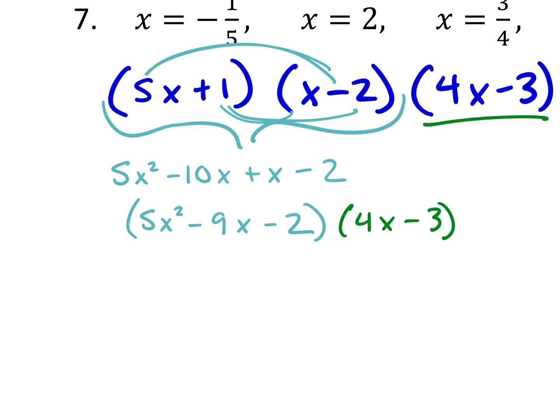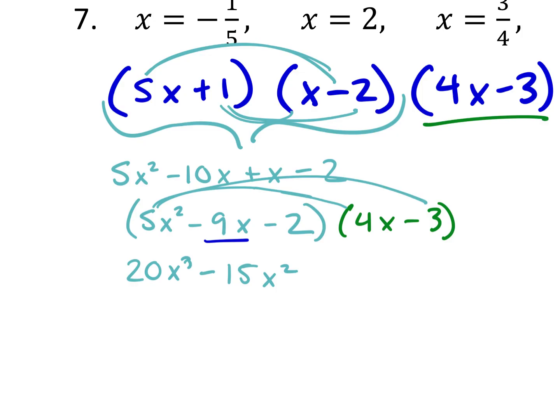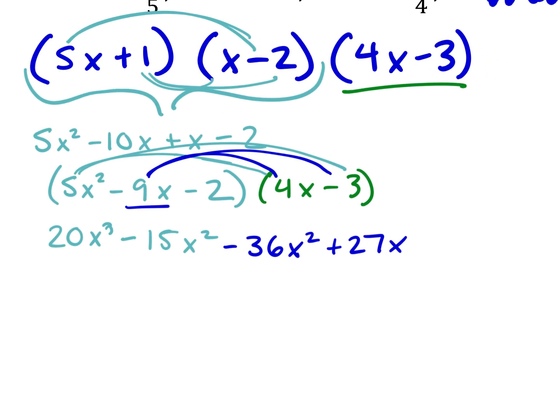So when we multiply these, what's 5x squared times 4x? 20x cubed. 5x squared times negative 3. Negative 15x squared. Then we're going to take the negative 9. Negative 9x times 4x. Negative 36x squared. Negative 9x times negative 3. 27x. Lastly, negative 2 times 4x would be negative 8x. Negative 2 times negative 3 is 6.